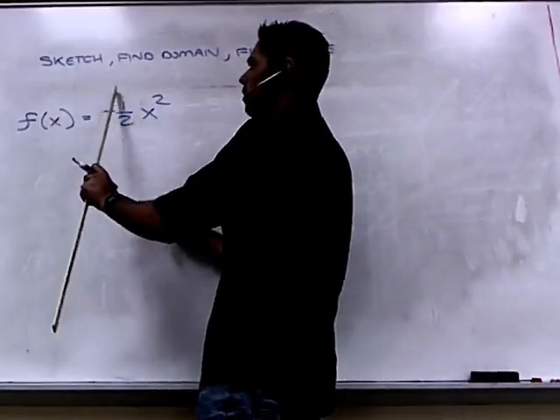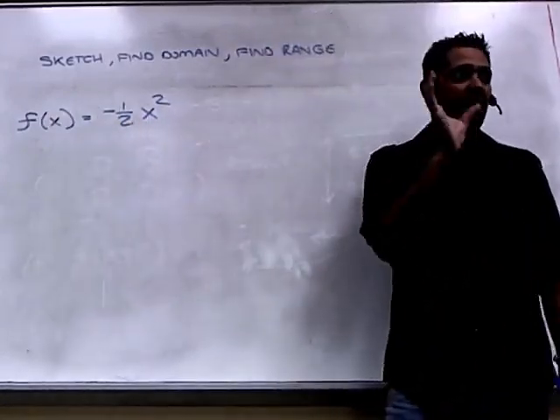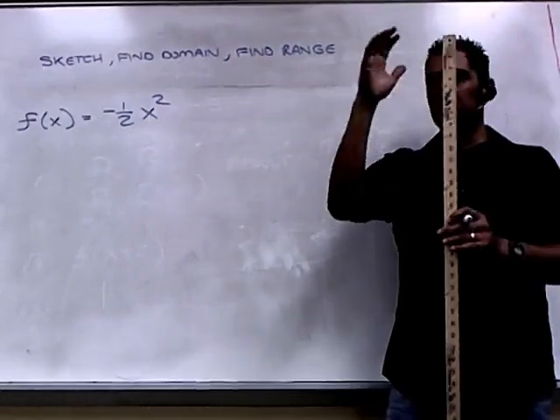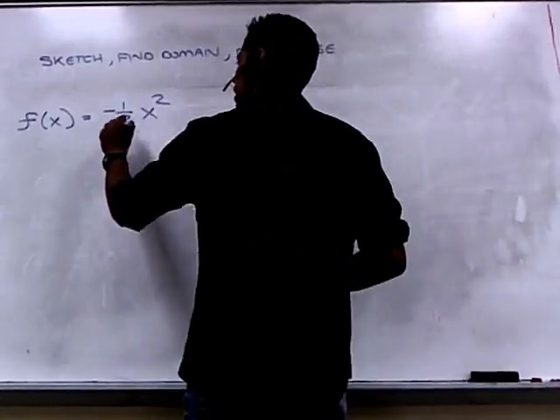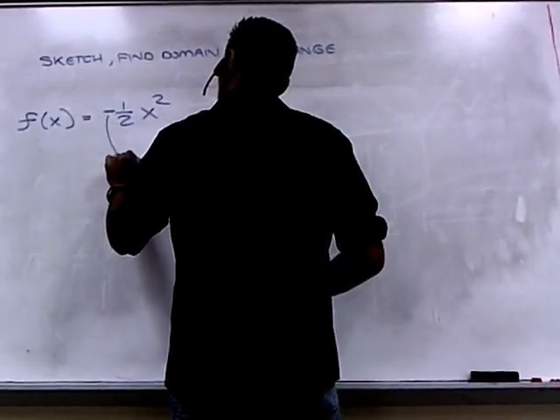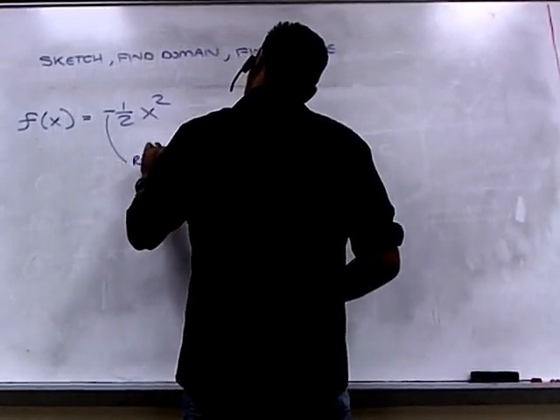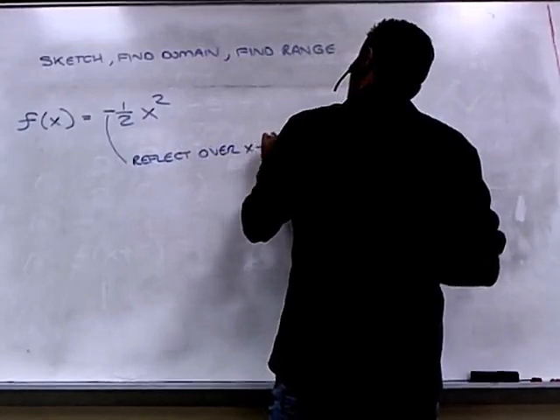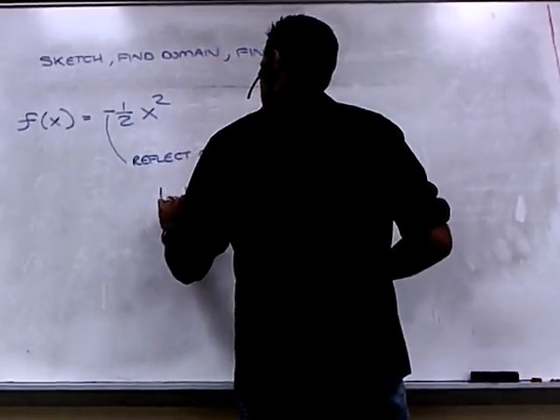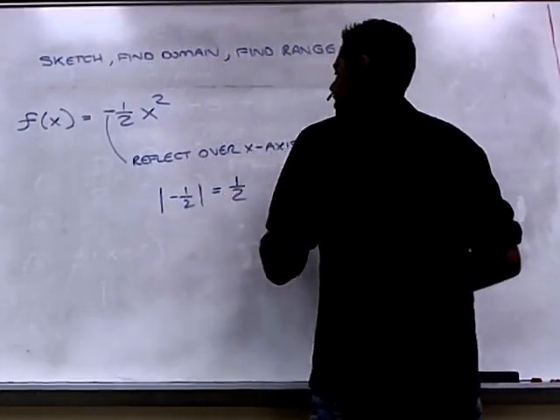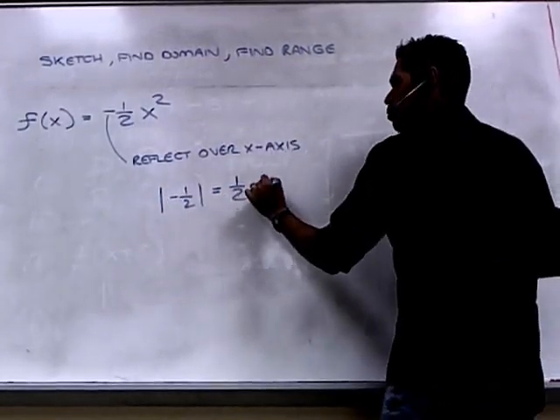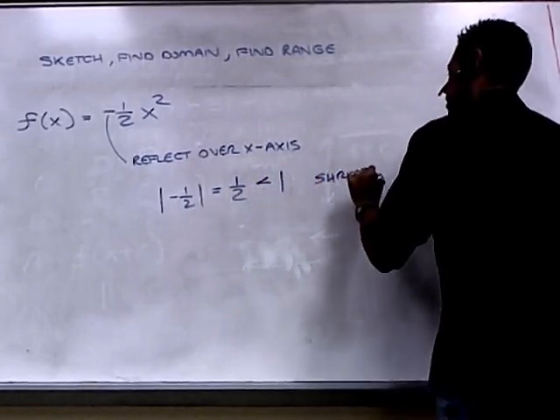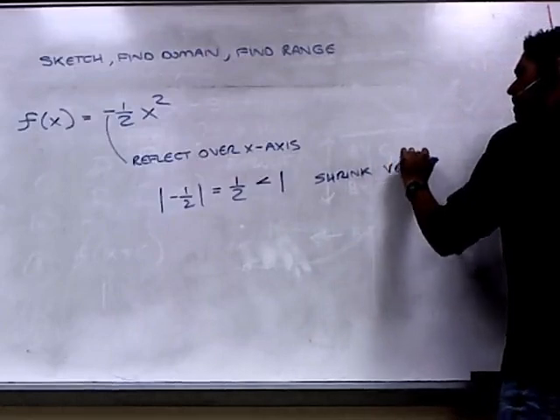What about the fact that this whole thing together is a number? It's like a. Remember we had to take the absolute value of a, and it told us if we shrunk it which way, right? So I want you to see two things. We are going to reflect, right, over the x-axis. And the fact that the absolute value of negative 1/2 is equal to 1/2, is that bigger than 1 or less than 1? Less than 1. That means we're going to shrink it which way? Shrink vertically. Push it down.